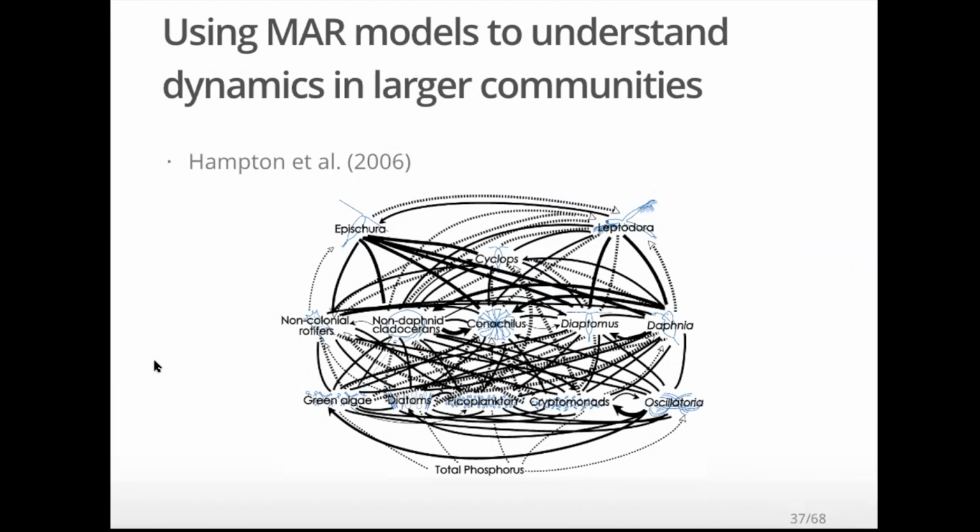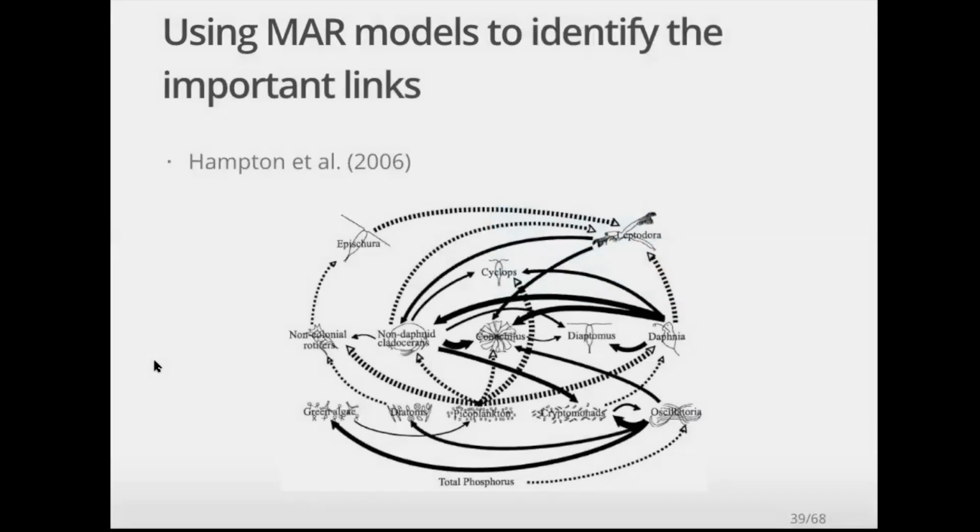We could do pairwise experiments, but these species are not existing in a pairwise environment. They're all interacting together. And this model framework can help you reduce that matrix, that big interaction, to show you which interactions are really driving the fluctuations of the system.